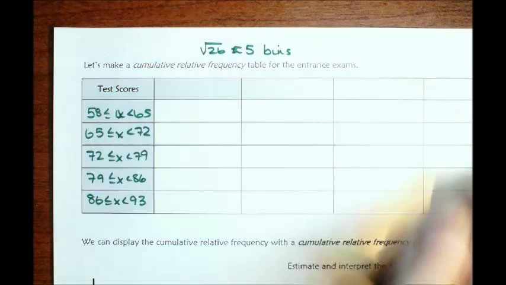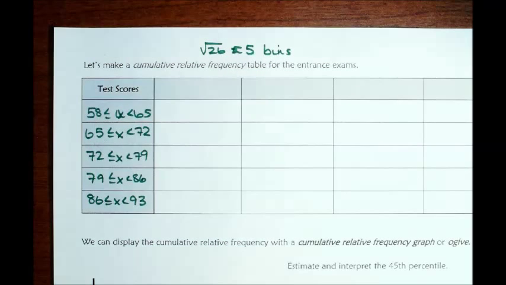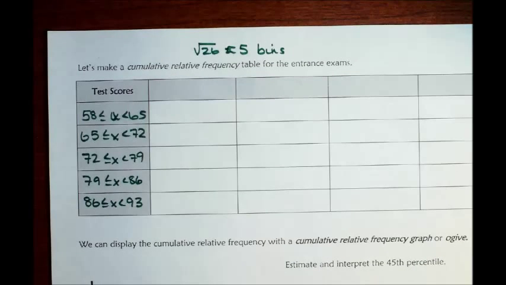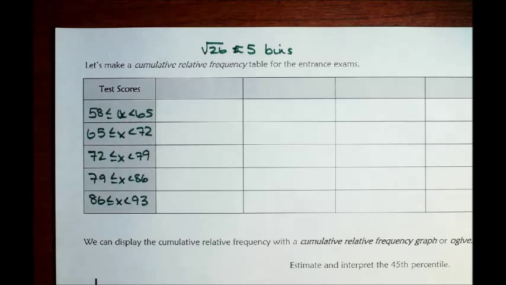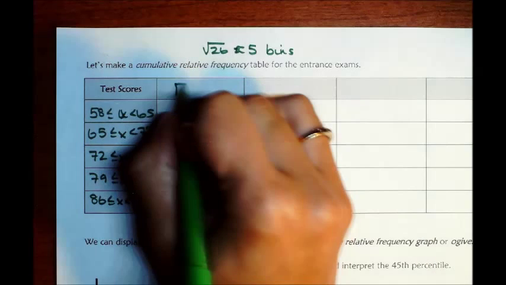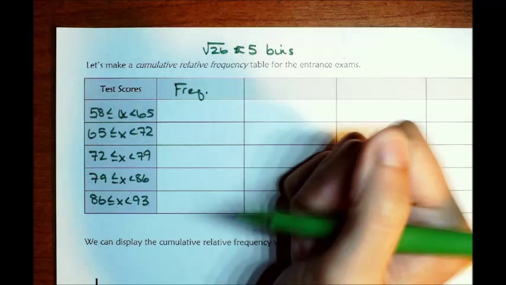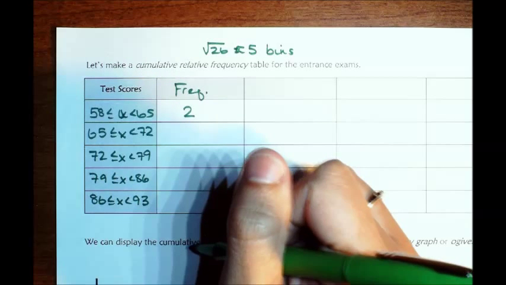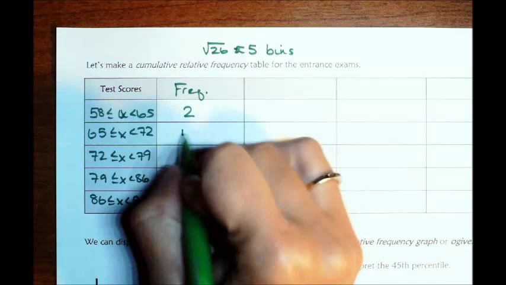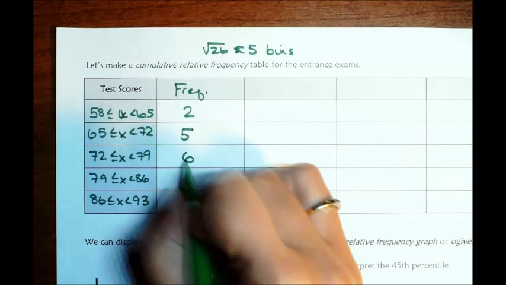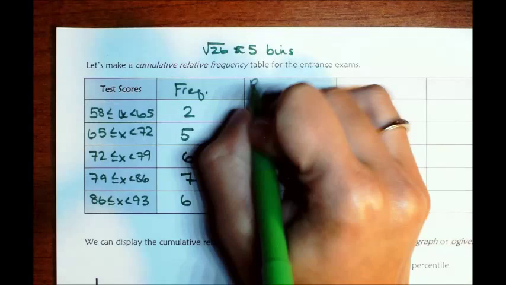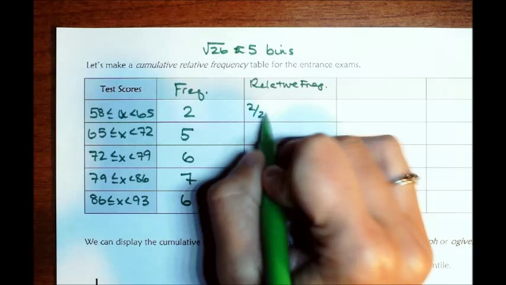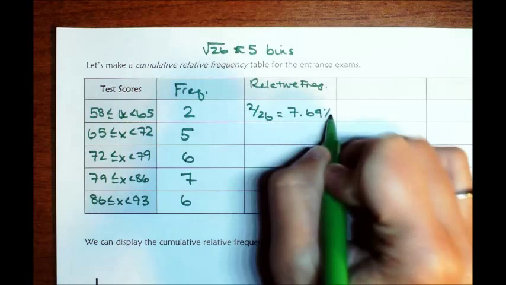Then I took the highest score and the lowest score, subtracted them, and divided by 5, which gave me intervals that were approximately 7. So what we want to do is we want to find our cumulative relative frequency. So we already know how to find frequency, pretty easy. When we go back to the table of Frank's scores, there are 2 people who took the entrance exam who got between 58 and 65. 5 people got between these scores, 6, 7, and then 6. We know that relative frequency is the percentage, so there was 2 out of 26, so 7.69%. 5 out of 26.